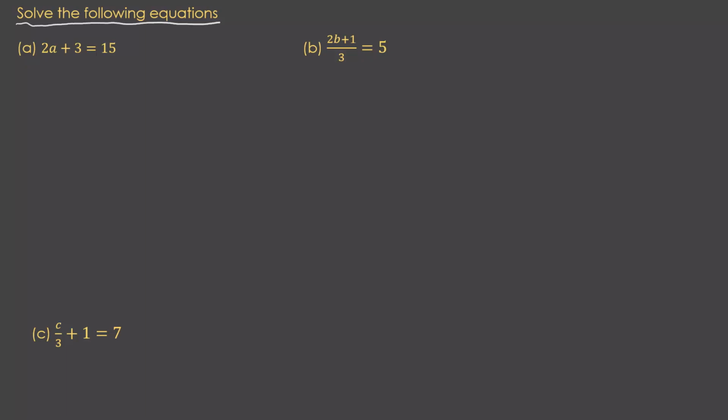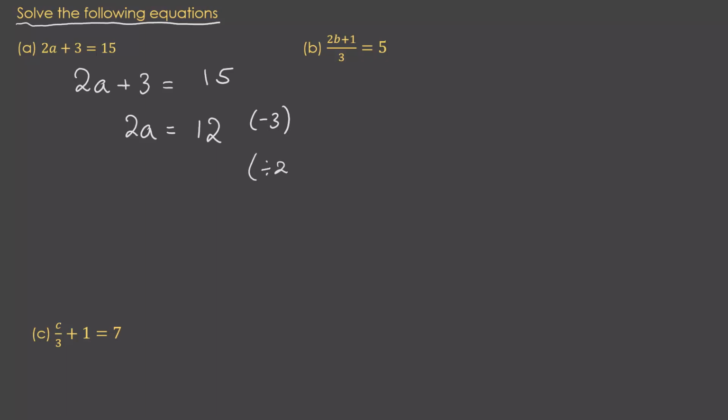What I'm going to do here is just think about the fact that when I start with the a, it's first been multiplied by 2 and then 3 has been added. And I need to reverse that order in order to solve the equation. So if I start with 2a plus 3 equals 15, the first thing I'm going to do is subtract 3 from both sides. If I do that to the left, I get left with 2a. If I do that to the right, I get left with 12.